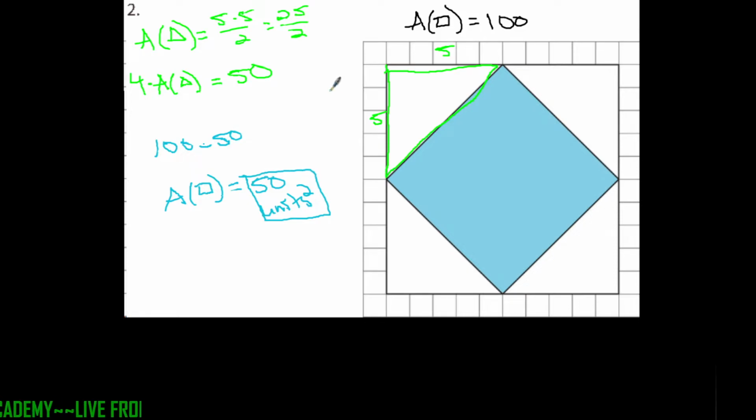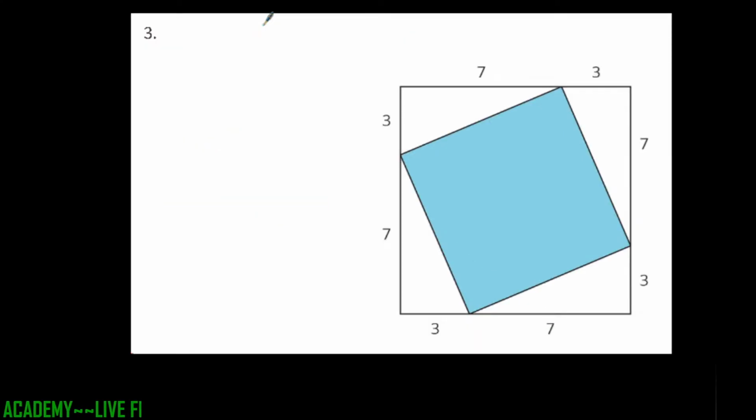So again, real simple. All you're doing is subtracting the area of the triangles from the area of the larger square. The last one is a little bit trickier because it doesn't have a grid, but that's okay. We know that 7 plus 3 is 10, so 10 times 10 is 100 again, so the area of the big square is still 100.